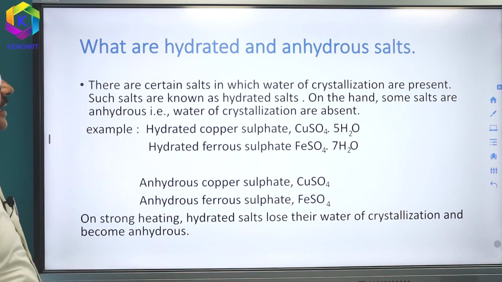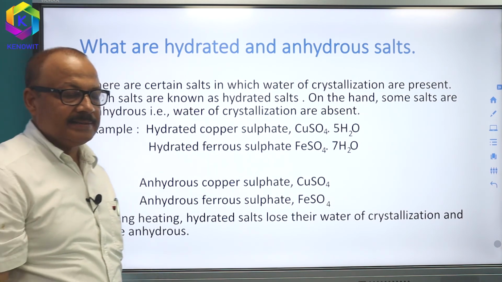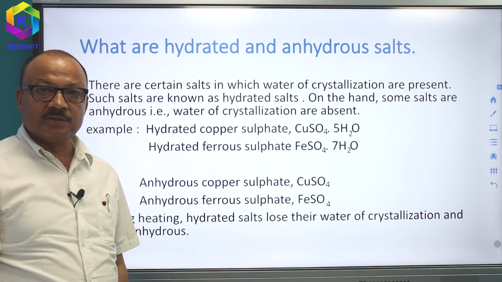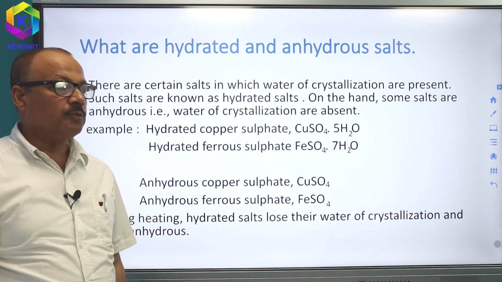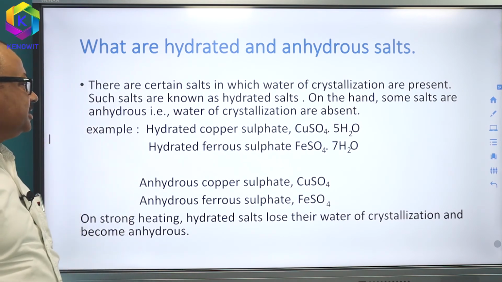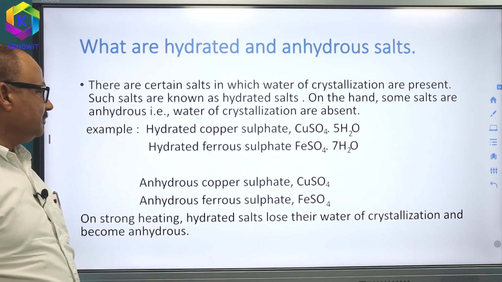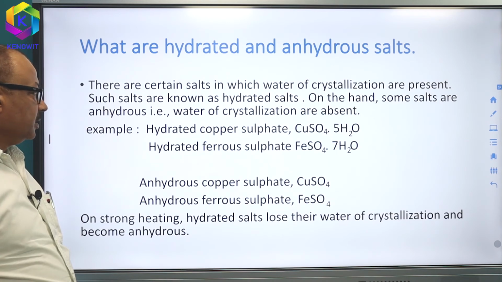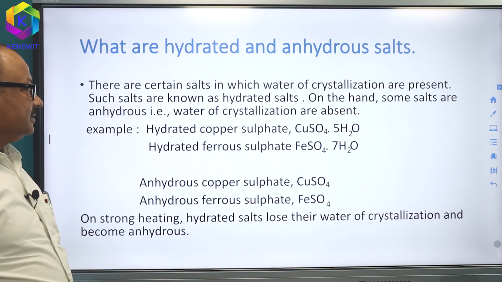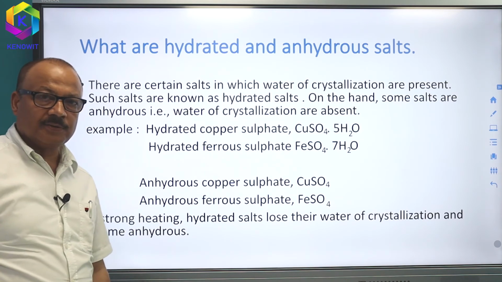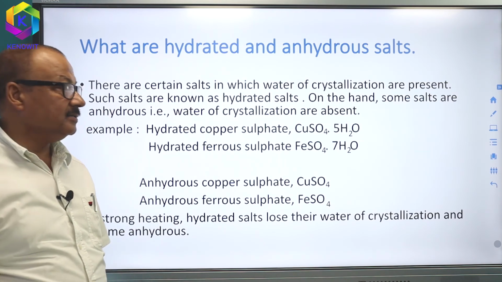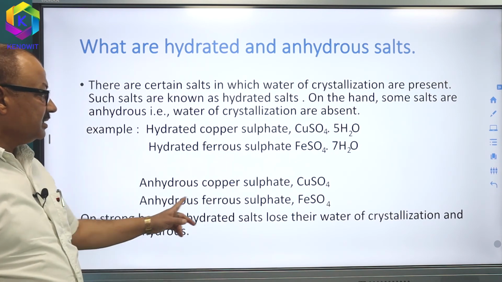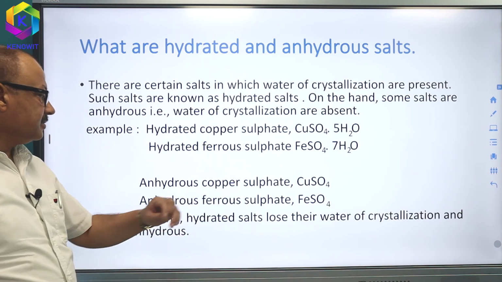Then what are hydrated and anhydrous salts? So we know that hydrated salts are those that contain water of crystallization, and anhydrous salts are those that do not have any molecule of water, like blue vitriol or hydrated copper sulfate, CuSO4.5H2O, and hydrated ferrous sulfate, FeSO4.7H2O. They contain water of crystallization. Copper sulfate contains 5 molecules of water of crystallization and ferrous sulfate contains 7. But when they lose water of crystallization, they become anhydrous copper sulfate and anhydrous ferrous sulfate.